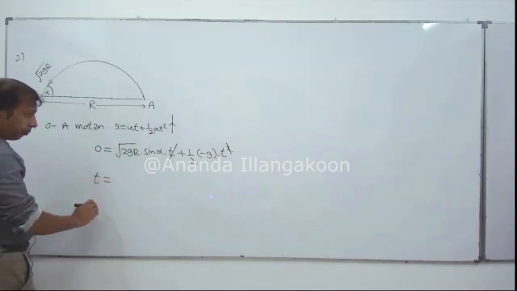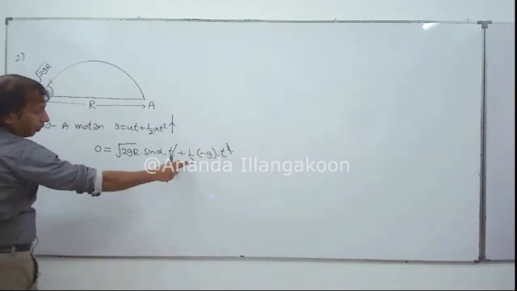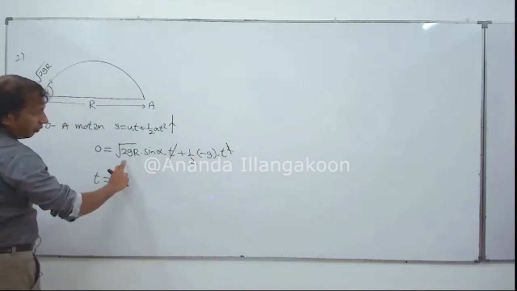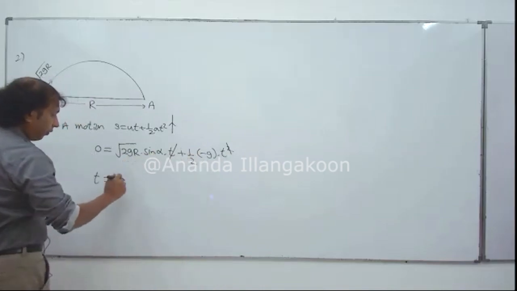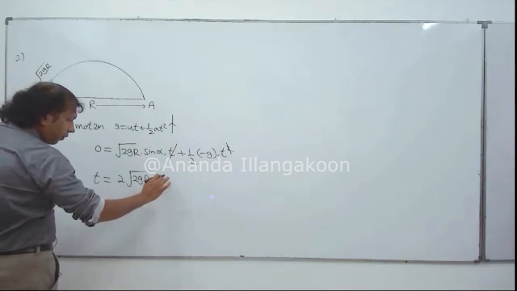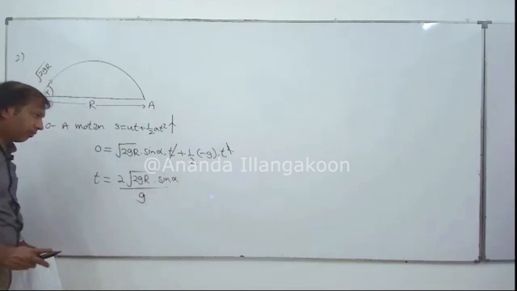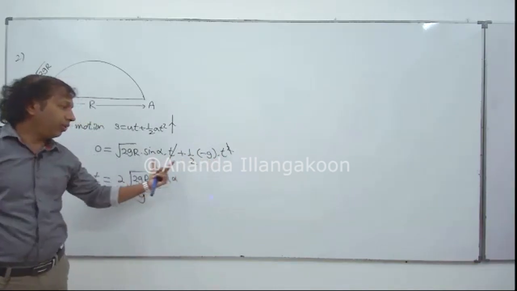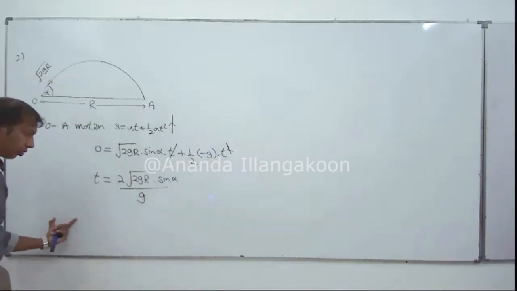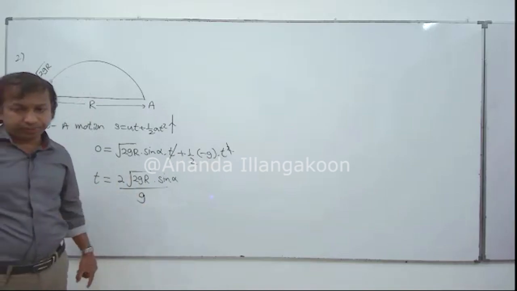What do you get there? Also bring this to this side, this term will be positive. By this 2 you can multiply, by this t you have divided. Then 2 times this we get 2 root gr sine alpha divided by g. I think you can understand that. Bring this to this side, 2 is the denominator, use cross multiplication. g is here, bring it to here. This is the time of flight.